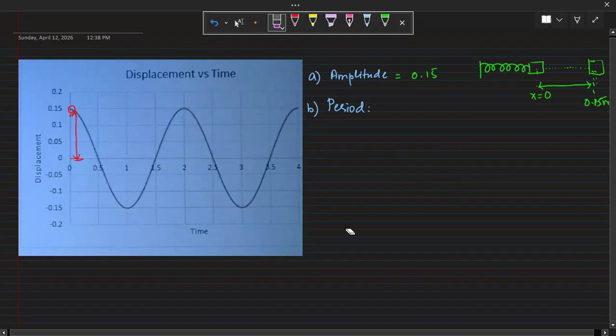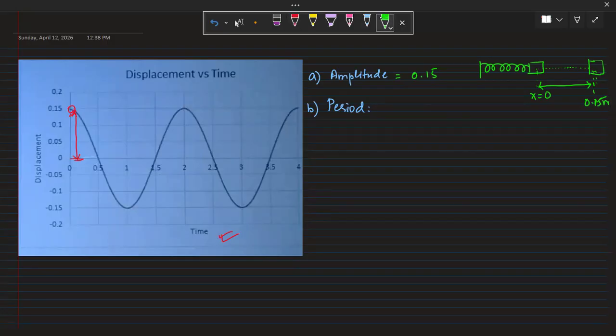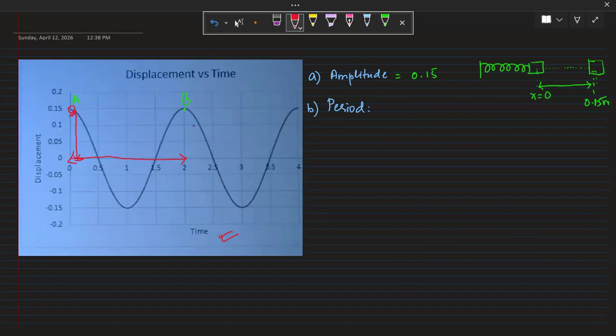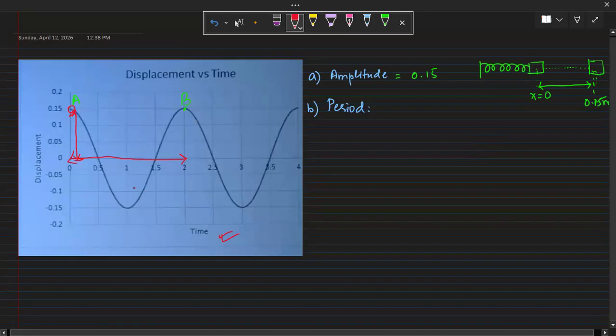Since on the x-axis we can see the time given here, right? So the time for one wave, if I am starting from point A, I have to end at point B. So what is the time between these two points on the x-axis? What is the time for this wave to complete one wave between A and B? It is 2 seconds, okay?